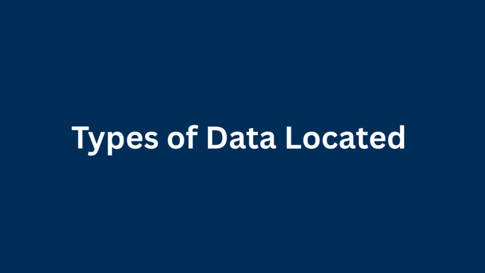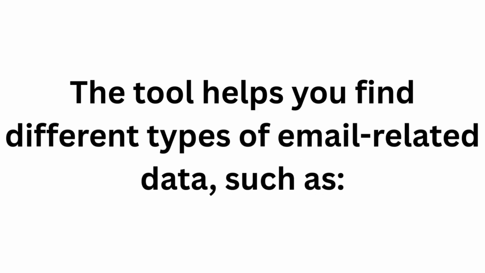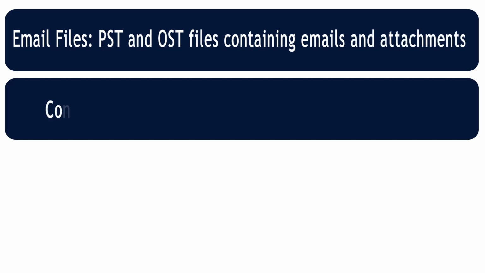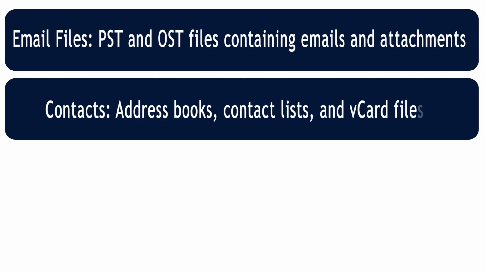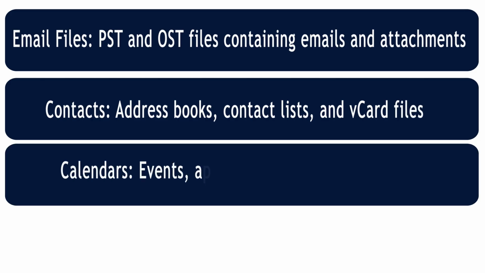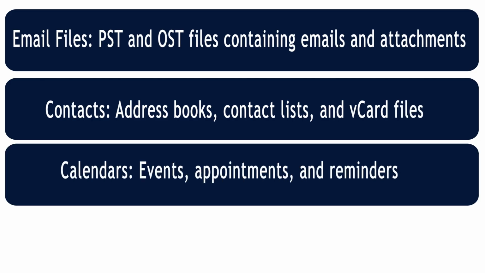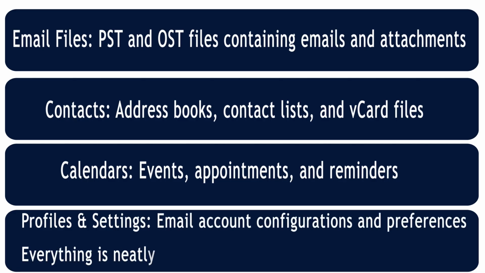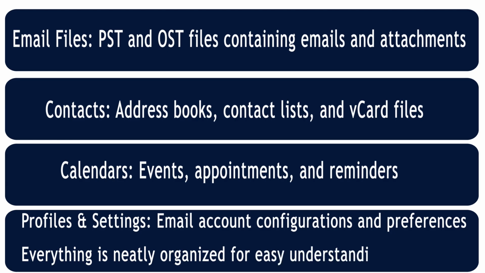Types of data located. The tool helps you find different types of email-related data, such as email files, PST and OST files containing emails and attachments; contacts, address books, contact lists, and vCard files; calendars, events, appointments, and reminders; profiles and settings, email account configurations, and preferences. Everything is neatly organized for easy understanding.